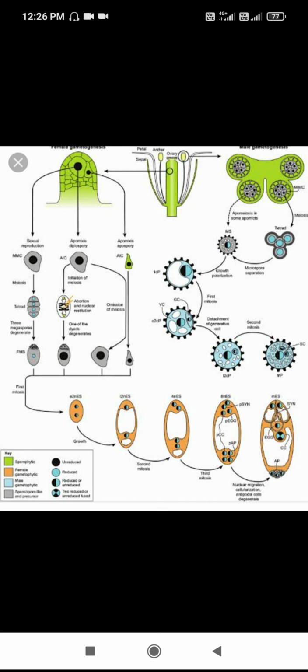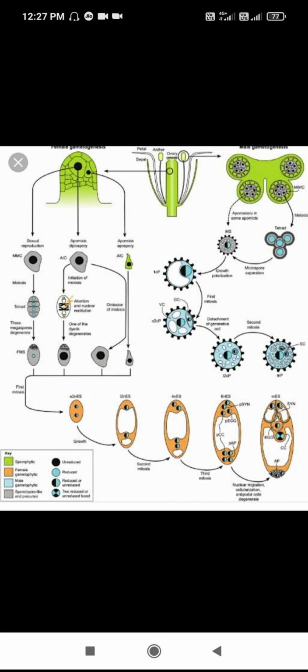Next, the tube nucleus first enters the pollen tube. Next, the generative nucleus develops a cell wall and forms a generative cell, later dividing into two male gametes in the pollen tube. The prothallial cell disintegrates.